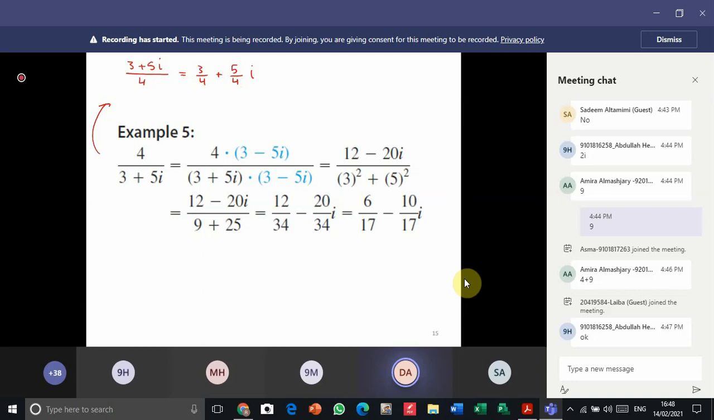Okay, but if we have a complex number in the denominator, or in both numerator and denominator, we need to multiply by the conjugate. Look at this. Step by step, another example.